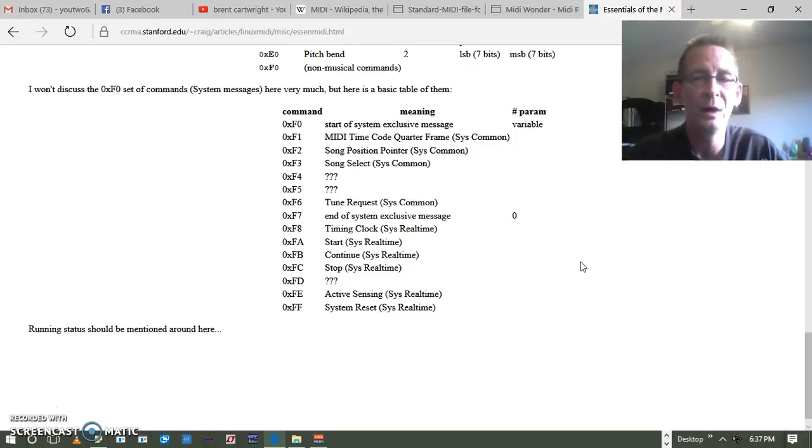to tune the oscillators. End of system message. Time clock, a real time clock, which we'll look at a little bit better. Start system real time, continue where you stopped, and stop. And then you have active sensing that keeps a continuous message going around that says that they're connected. And then a system reset, which resets the entire system.